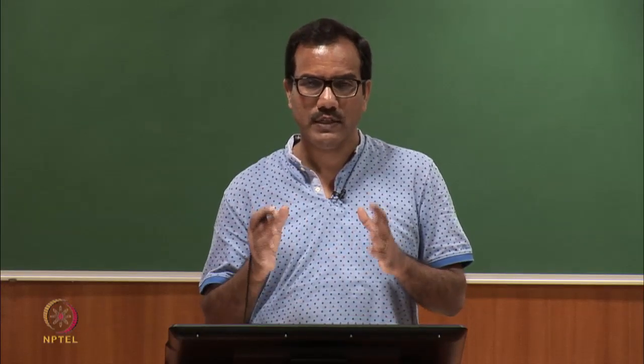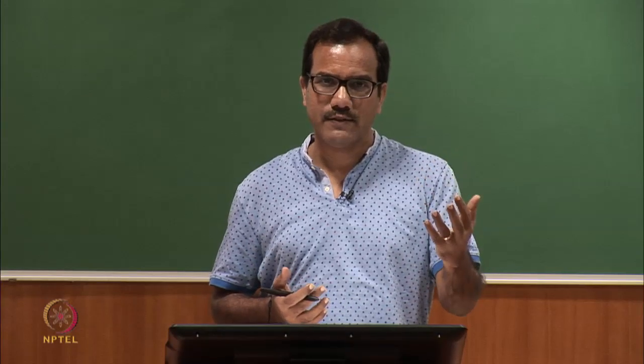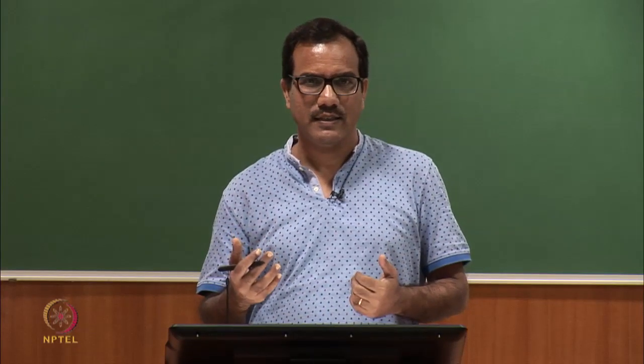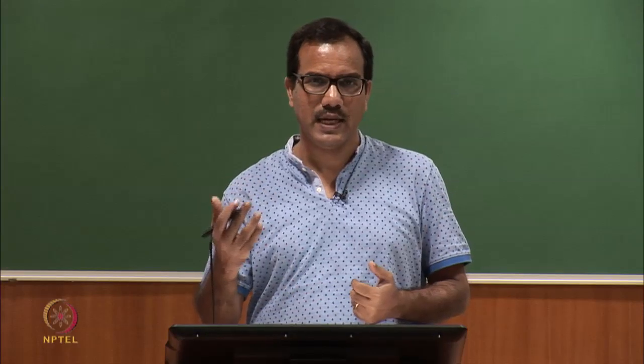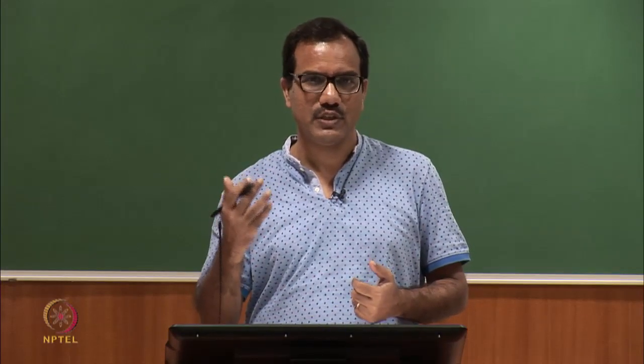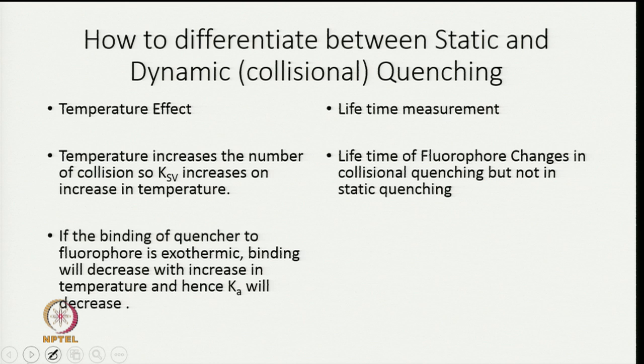Now, one very important thing is to know how to differentiate between Ksv, the Stern-Volmer constant, and Ks, this static quenching constant. The way we can differentiate is, we can look at the effect of temperature, and the second thing we can do is measure the lifetime in presence of quencher.